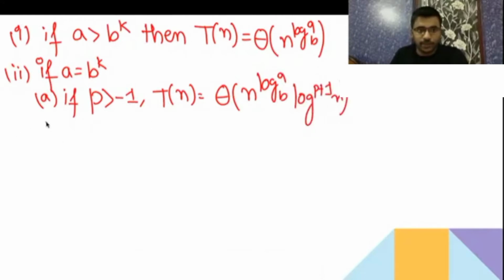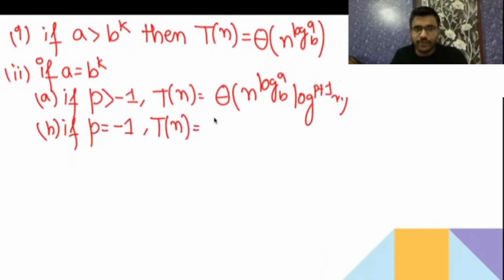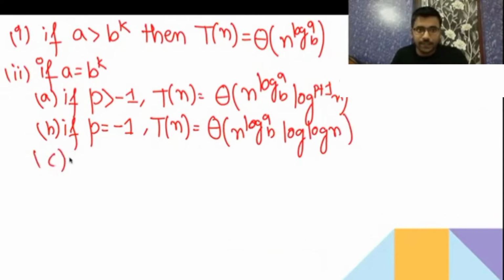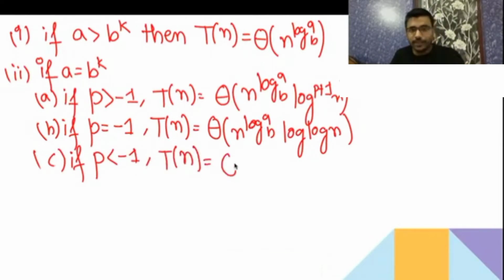If p is equal to -1, then T(n) = Θ(n^(log_b a) log log n). Now see, if p is smaller than -1, then T(n) = Θ(n^(log_b a)).